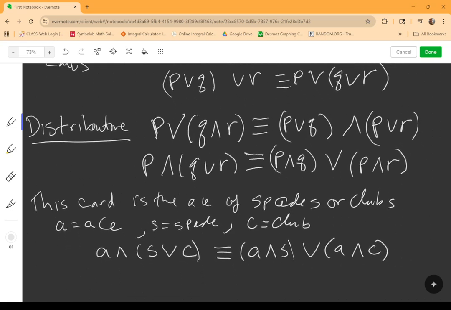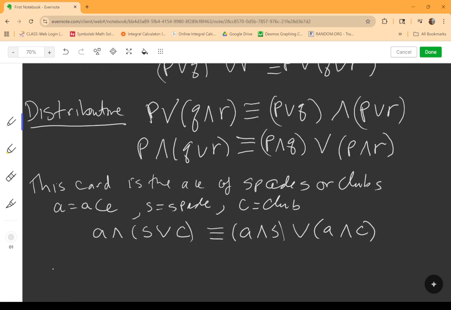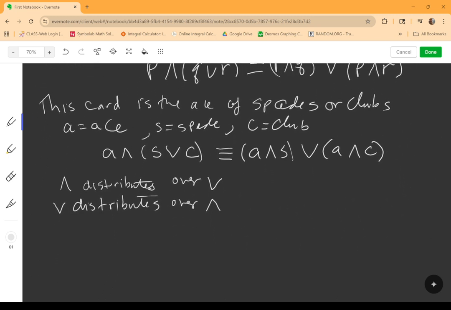Again, be careful we don't mix these up. And distributes over or, and or distributes over and. This is different than ordinary algebra, where we distribute multiplication over addition but not the other way around. Just a difference there.